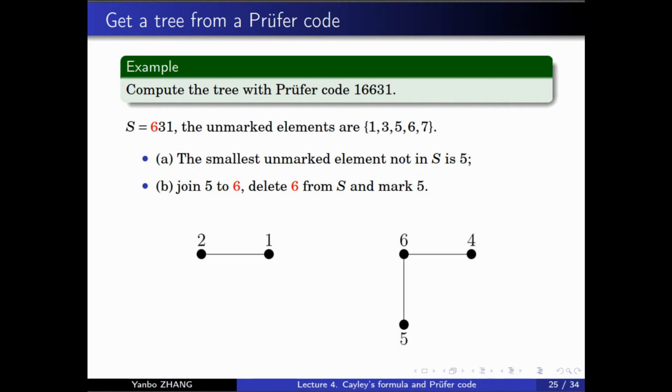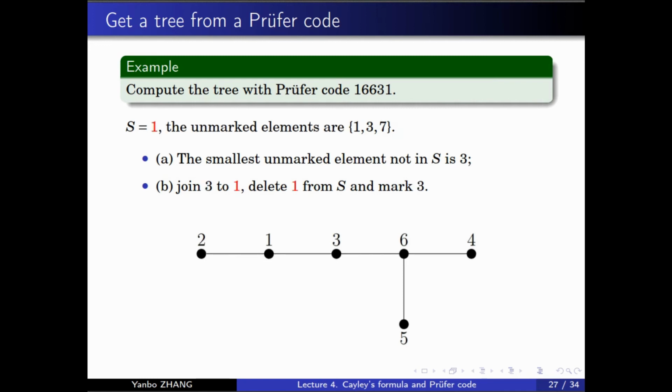Now we go on to find the smallest unmarked element not in S, which is 5. So we join 5 to 6, delete 6 from S and mark 5. So the new S should be 3, 1. The unmarked elements are 1, 3, 6, 7. Now the smallest unmarked element not in S is 6. We join 6 to 3, delete 3 from S and mark 6.